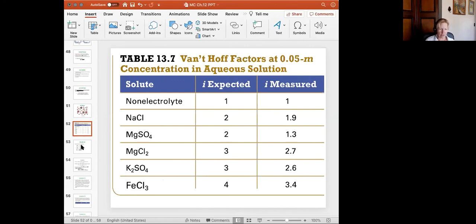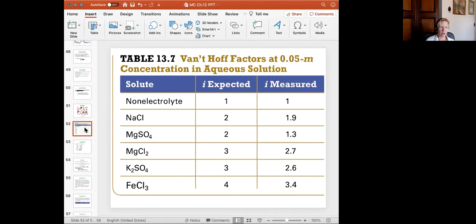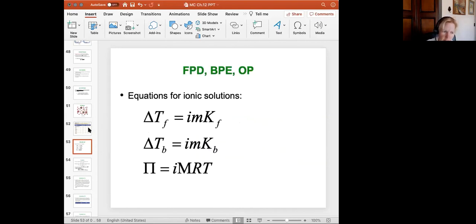For our calculations, we're going to assume that we don't have ion pairing. And so for NaCl, this would be a 2. I would just multiply everything by 2. For magnesium fluoride, I would just multiply everything by 3. But just know if you're solving for i, you could have a value that's less than what you predict because you're going to have ion pairing. So in some of our calculations, we might be solving for i, and then i is going to be a little bit less than what we would expect. If you're not given those values and you're just using these equations, then you would just use the i that you would predict based on the chemical formula.